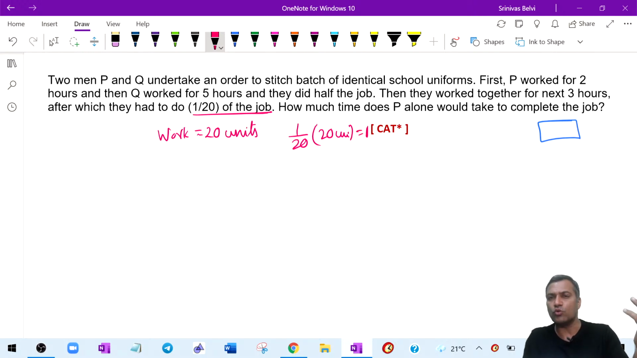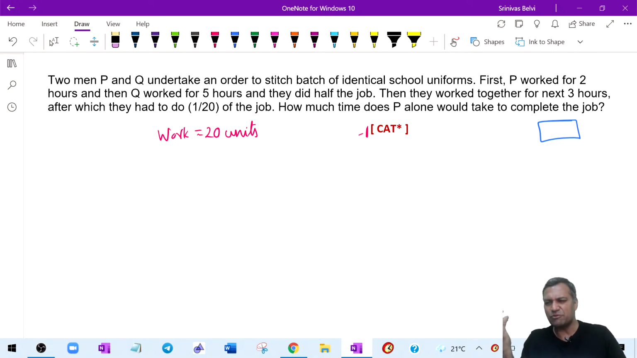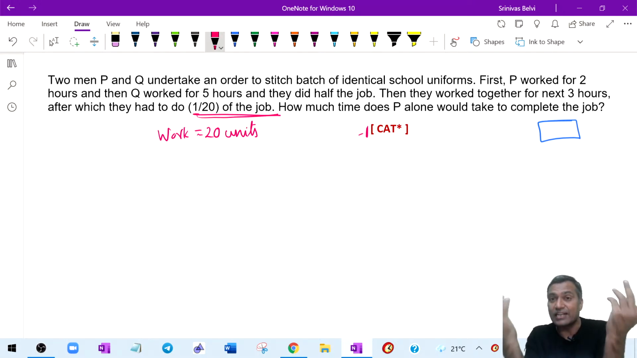If you don't want to take 20, then take a multiple of 20 at least. Life is easier. So I looked at this statement and said, let me take it as 20 units. That's an easy way to proceed. Will it work? 99% of the time it should work. It's a better number because at least this calculation I can do for sure. 1/20th of the job I can calculate easily without much hassle. Therefore, I will say let the work be 20 units.